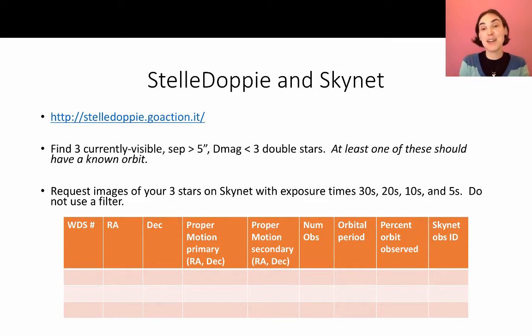For this assignment, I want at least one of the stars to have a known orbit so that you can compare a measurement that you make to the measurements that have been made in the past. So let's do it.